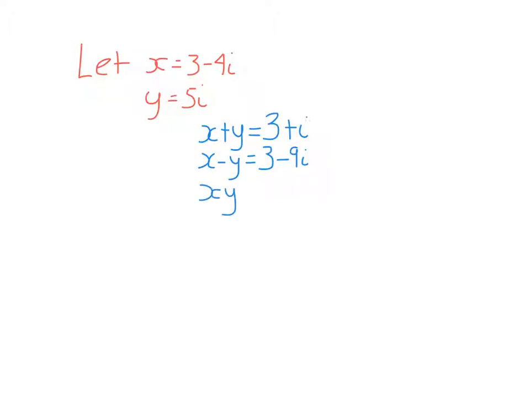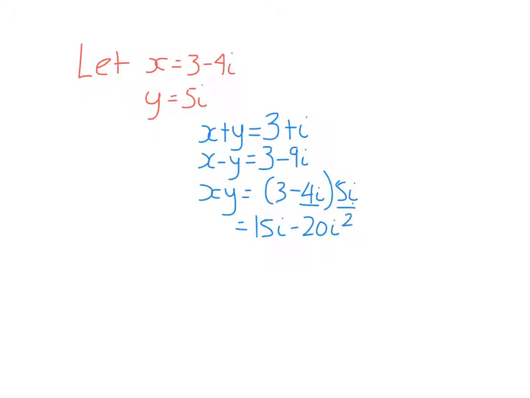I'm going to need to expand brackets. I have x, the whole thing, multiplied by y. So 3 times 5i, so similar to algebra, we just multiply the coefficients, so I get 15i. Now minus 4i times 5i, so I get minus 4 times 5, which is minus 20, i squared.